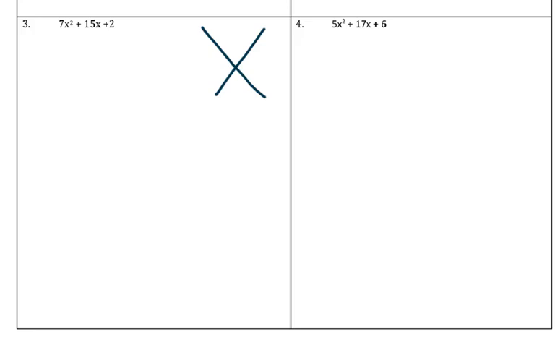So again, I have a trinomial, an a, b, and a c. When I have a trinomial, I draw an x. I take my a number times my c number, and that's the number 14. I take the b and I put it in the bottom.